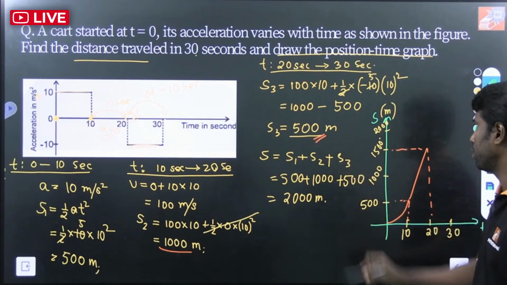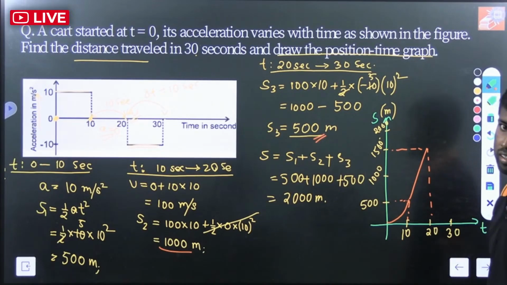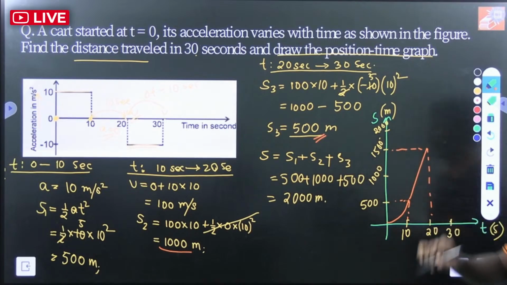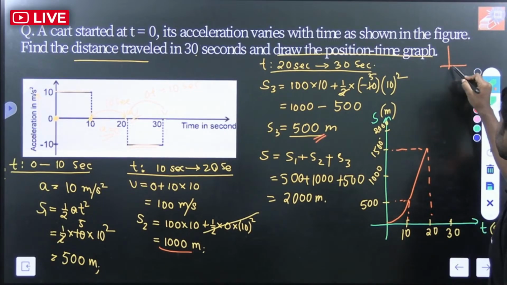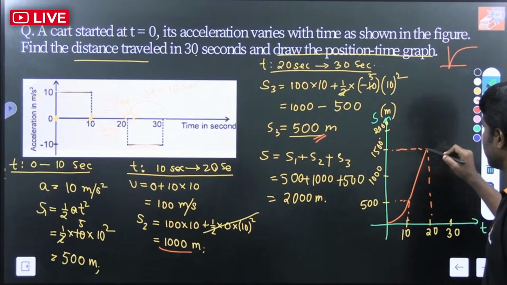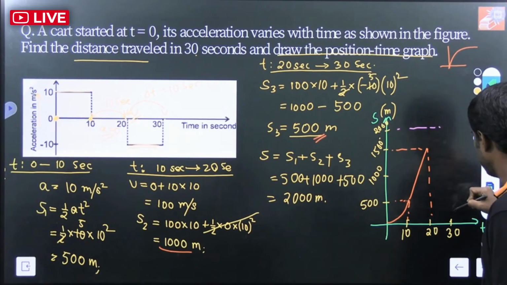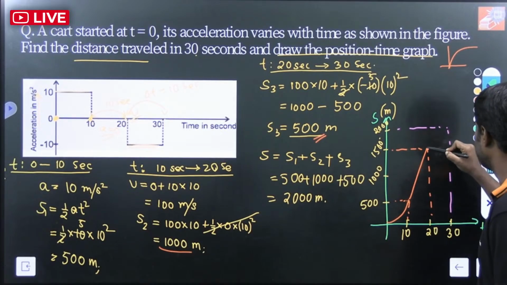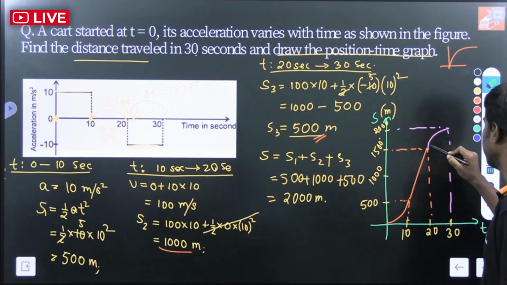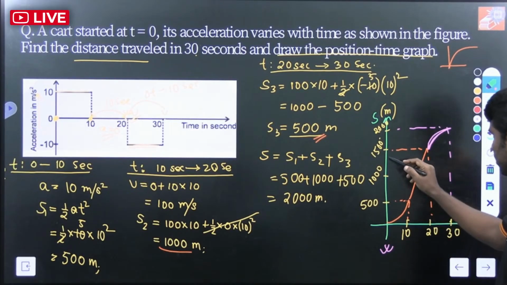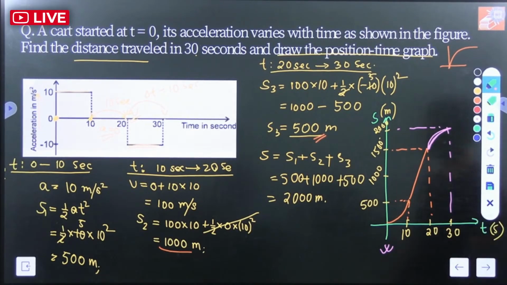this 500 meter, it is decelerated. Decelerated means its speed continuously decreases, that means the speed-decreasing graph is this one. So you have to take it up to 30 seconds, and it will be like this. Okay, this one. So this one is our distance and time graph.